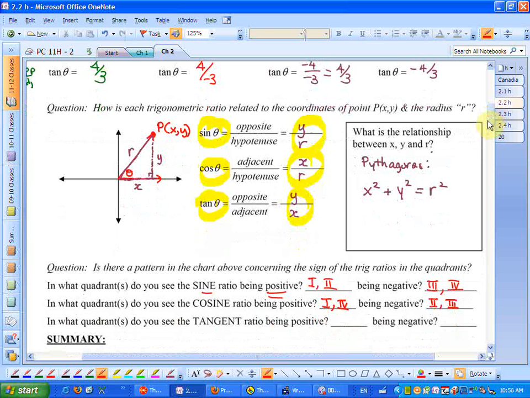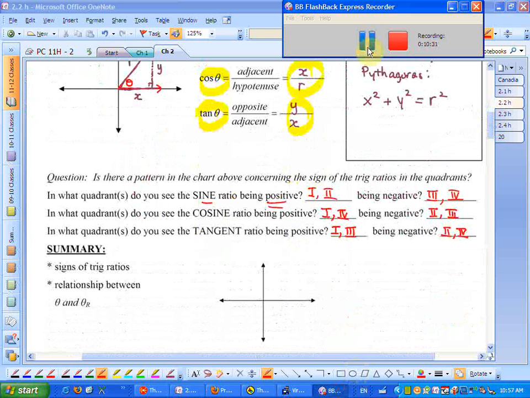Okay. And last but not least, how about tangent? So look back at your chart. Yeah, it looks like 1 and 3. So 1 and 3. Okay. And I'll show you why you need this in a second. Okay.